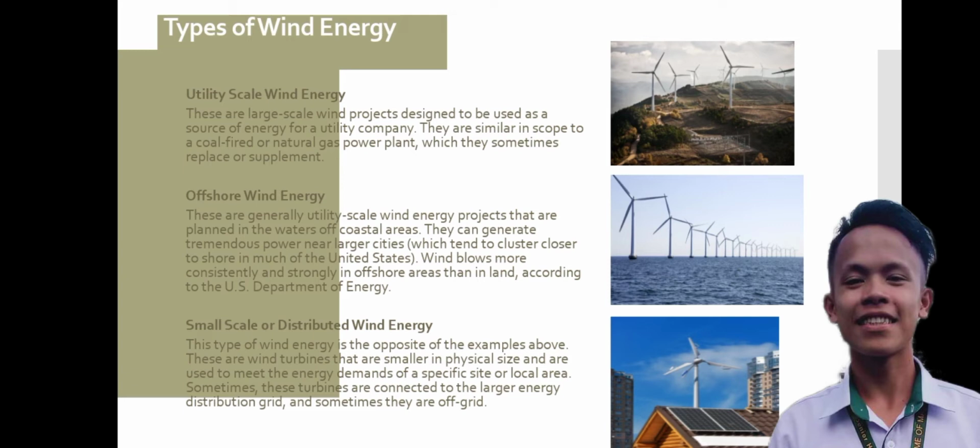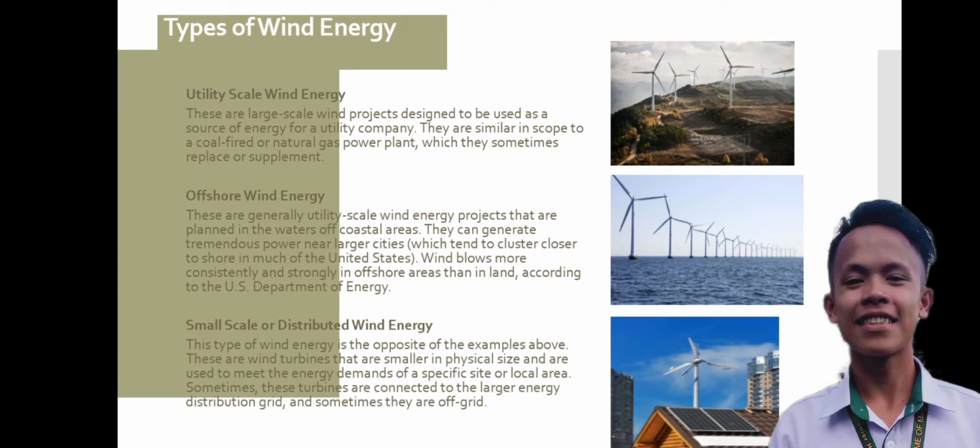And the second one is offshore wind energy. These are generally utility-scale wind energy projects that are planned in the waters of coastal areas. Offshore wind is an abundant domestic energy resource that is located close to major coastal load centers. It provides an efficient alternative to long-distance transmission or development of electricity generation in land-constrained regions.